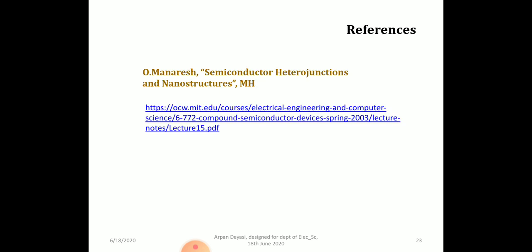So these are some selected references. As usual, I have mentioned the Omar Manasreh textbook, and this is the MIT link where some details of the absorption processes are given. You may check this also for your ready reference. And that's all for today.